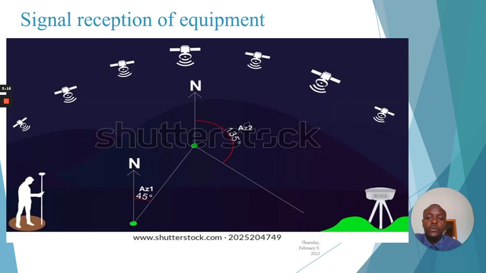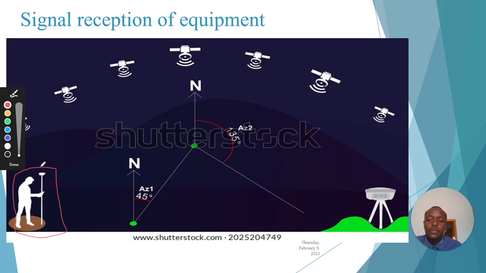Next, we have the signal reception of the equipment. Under signal reception, here you can see that we have a surveyor who is holding an RTK device, and he's using the satellites.